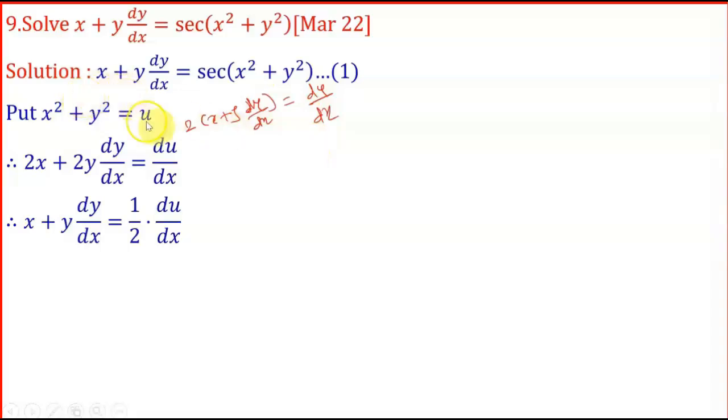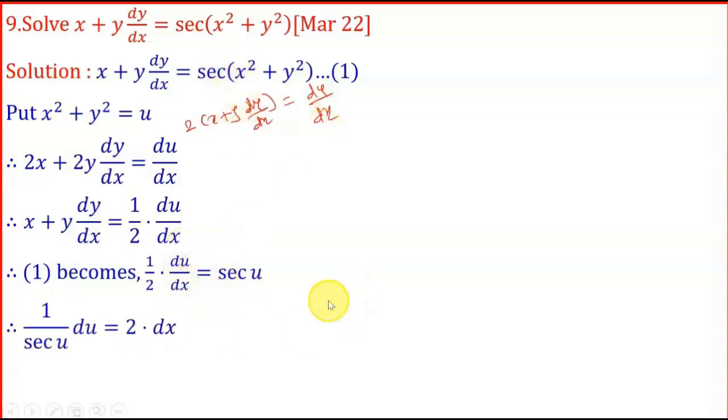Okay, shift this 2 to the right hand side, then it will become 1/2 du/dx. Therefore, x + y dy/dx equals 1/2 du/dx. Therefore, equation 1 will become: if we substitute x + y dy/dx with 1/2 du/dx, then equation number 1 will become 1/2 du/dx equals sec u.